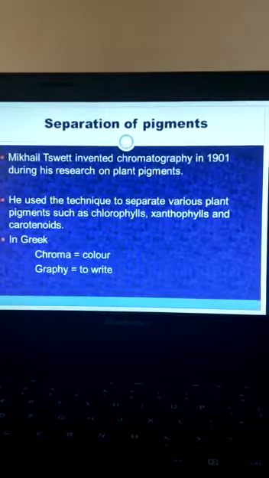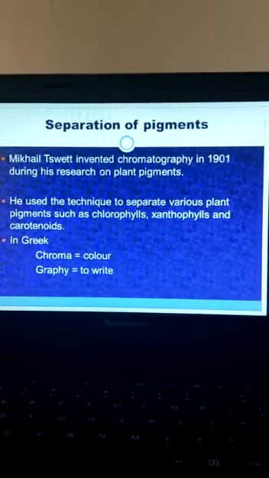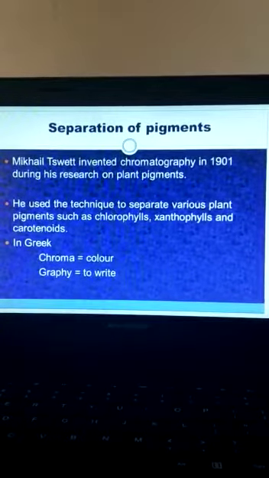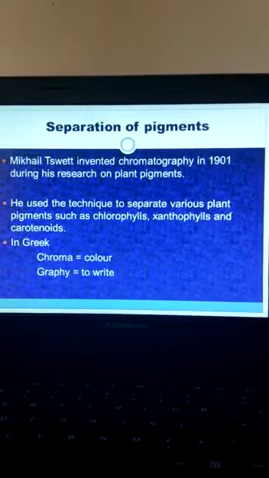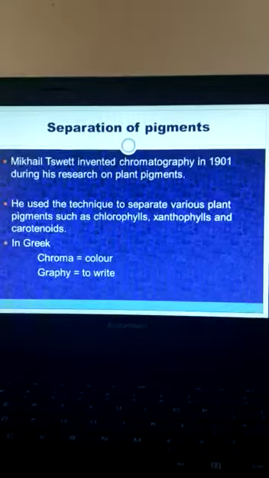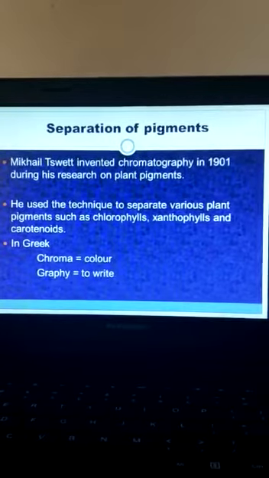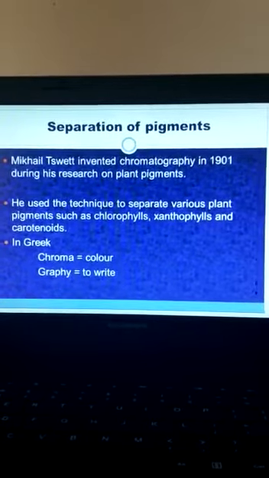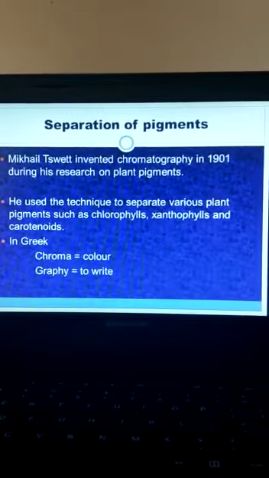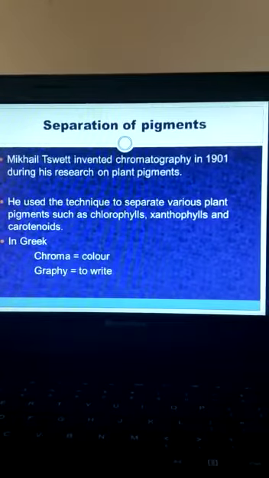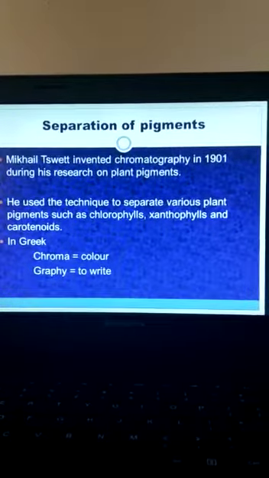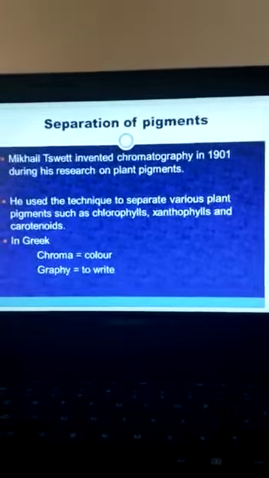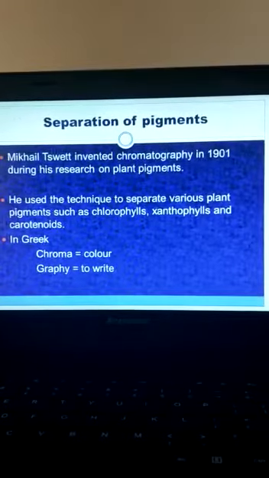A Russian botanist, Michael Tswett, used this technique to achieve separation of various pigments from plants, which were very colorful to look at. As a result, he named this technique chromatography. In Greek, chroma means color, graphy means writing or recording. Interestingly, Tswett's surname also means color in Russian. Perhaps it is the second reason for naming this technique chromatography. Michael Tswett is considered the father of chromatography.